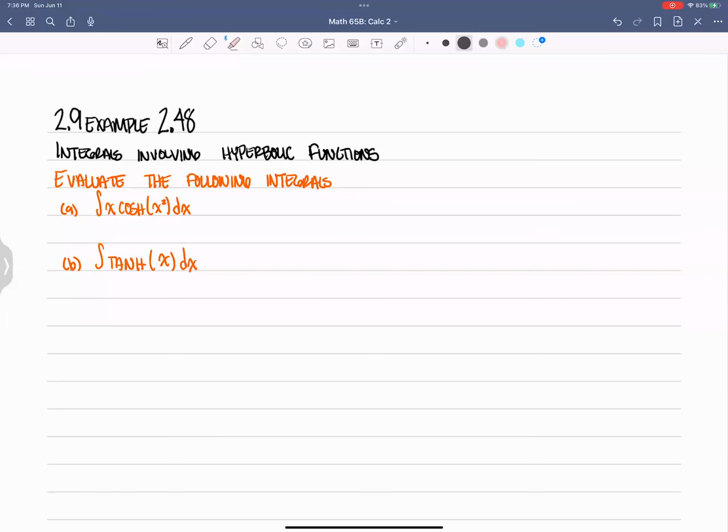Section 2.9, example 48, integrals involving hyperbolic functions. Evaluate the following integrals. This sounds like fun.